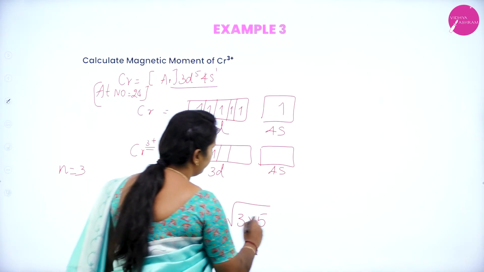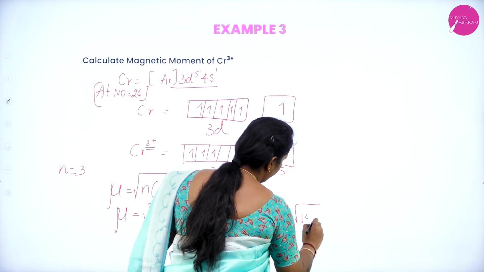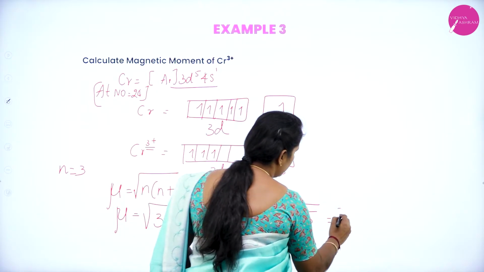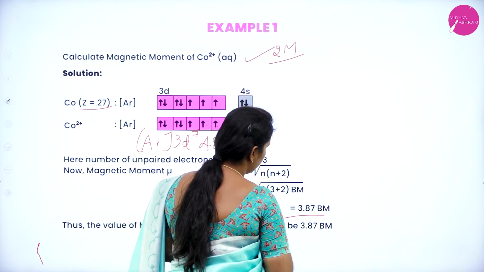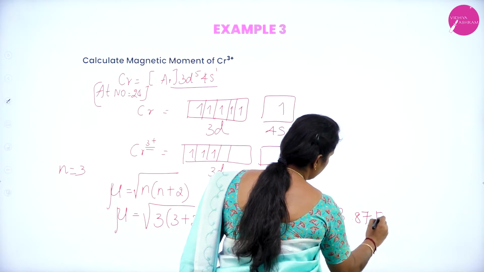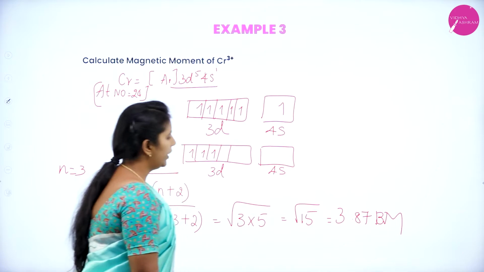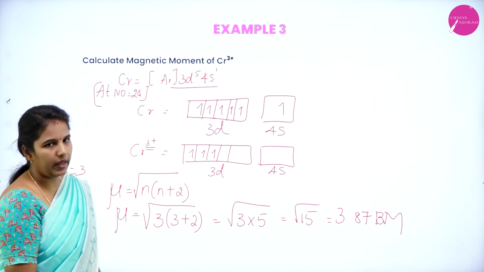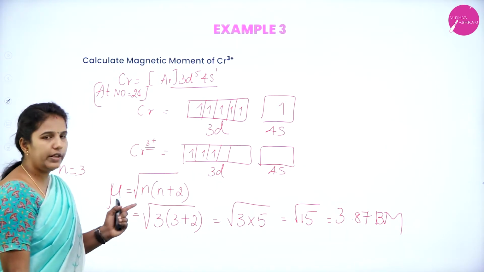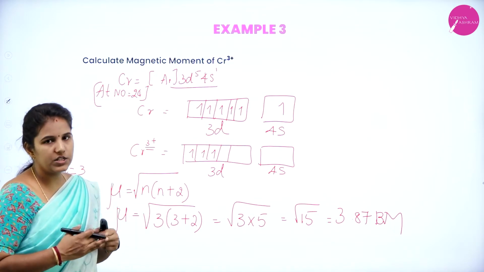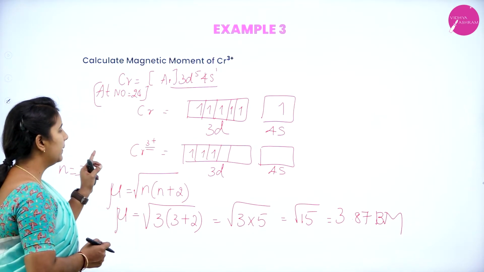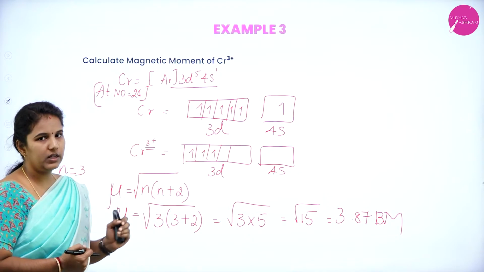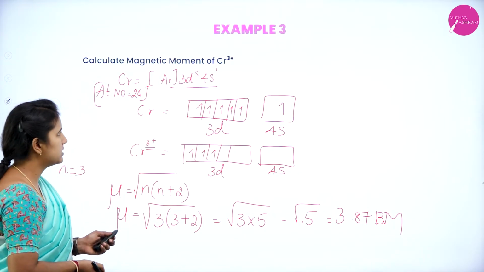3 5s are 15. The square root of 15 is 3.87 Bohr magneton. This is how we need to calculate the magnetic moment of the given element, but be careful while dealing with Cr3+.